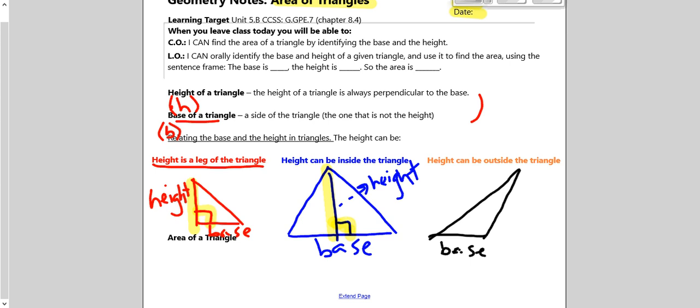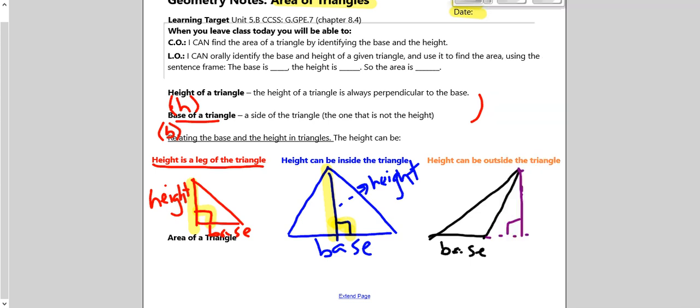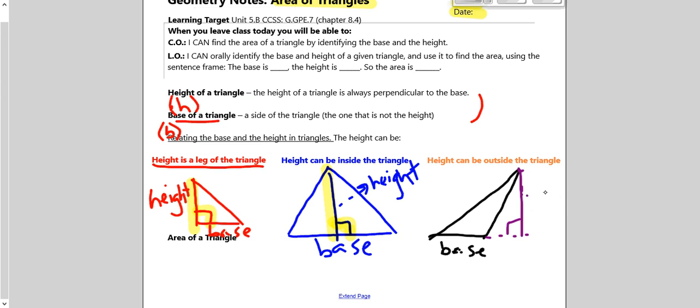So the height, if we extended the base a little bit, and then made it perpendicular from this vertex down, because remember the height has to be perpendicular to the base, then you would get your height that way. So this one is the weirdest case where the height is on the outside. Let me fix this. So the height in this case is actually on the outside of the triangle. So there's your height there.